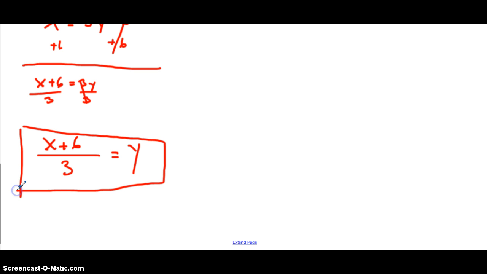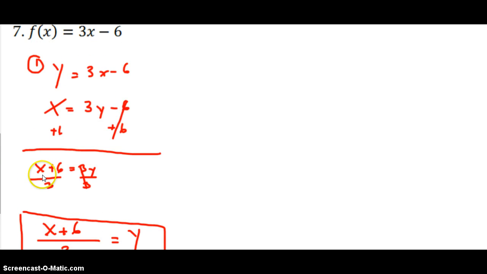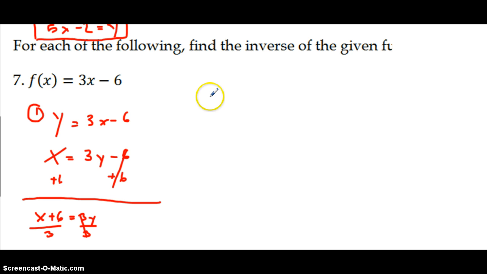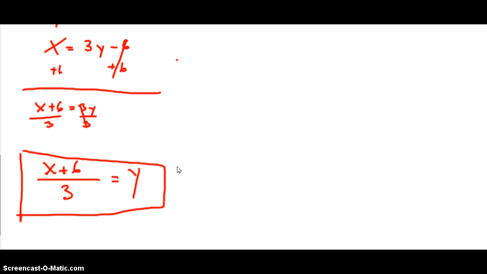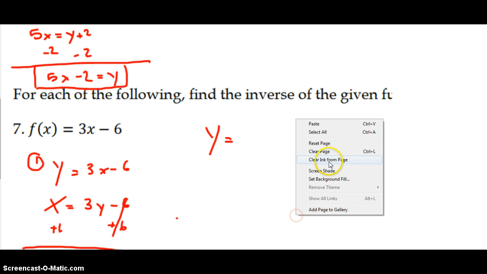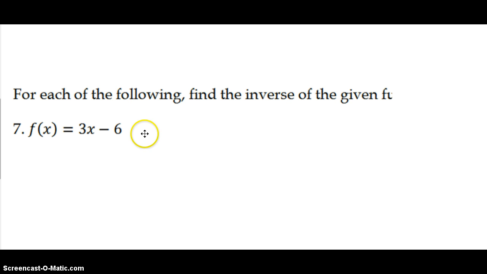Now, you could stop playing it right now if you feel like you've learned it, but let's just check. I think it's cool to find out if we actually did this right. So let's look at our inverse function. It's x plus 6 divided by 3. So our supposed inverse function is the f negative 1 of x. Remember, that means inverse function, x plus 6 divided by 3.